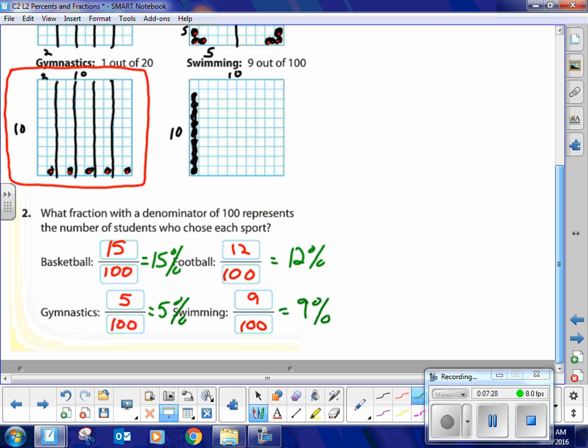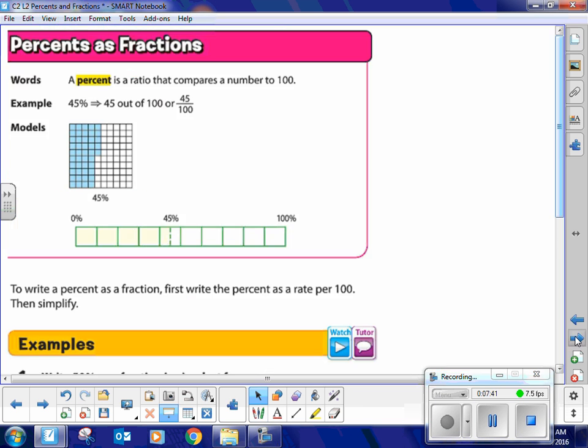Okay? Now, they only took 4 sports here. There's obviously more sports being polled because there's not a total of 100% here. We don't have a total of 100%, and that's okay. We don't really need to. All right? Let's continue on. All right, here we go. Again, we've already discussed this. Percent is a ratio that compares a number to 100.